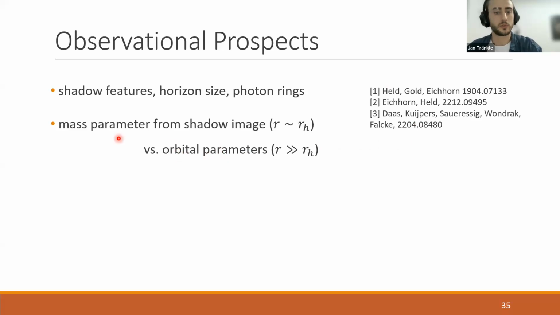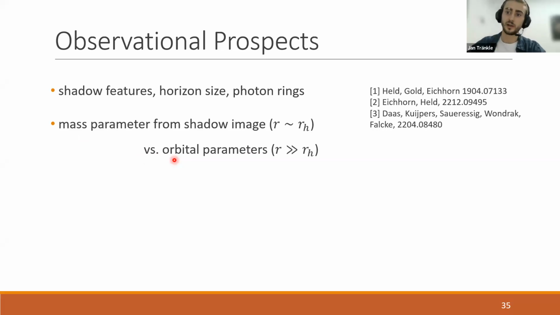Now, how one could in particular use the measurement from the shadow is by looking at the size of the horizon in this shadow image and inferring the mass parameter that would be given in case of a Schwarzschild black hole, for example, by the Schwarzschild relation for the event horizon, and then comparing it to the mass that one would obtain by measuring the orbital parameter.